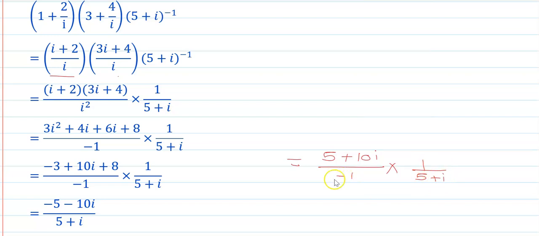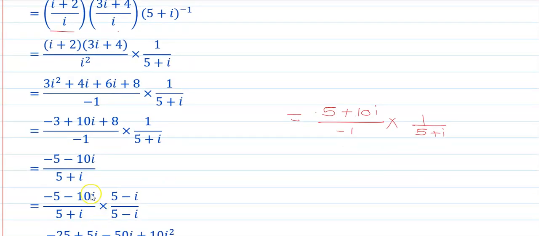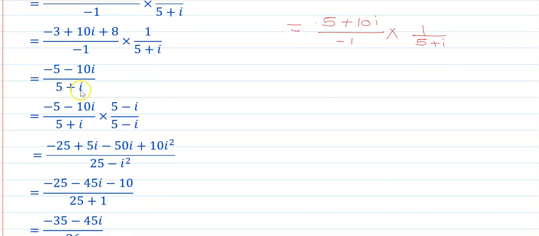(5 plus i). This is minus, so we apply it to both. That is plus upon minus, overall you will get minus, and therefore this term will get a minus sign and this will get a minus sign. That is (minus 5 minus 10i) upon (5 plus i). Okay. Next, we multiply the numerator and denominator by the conjugate of 5 plus i, and therefore (minus 5 minus 10i) upon (5 plus i) into (5 minus i) upon (5 minus i).